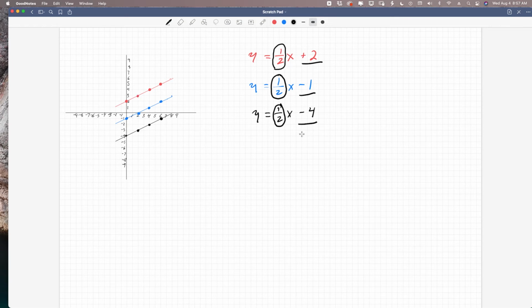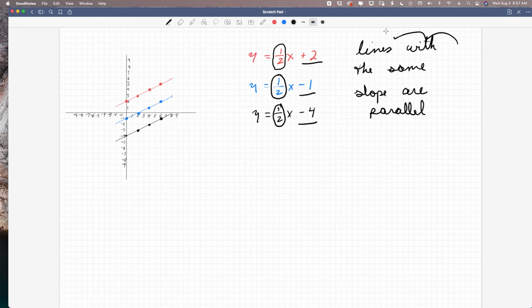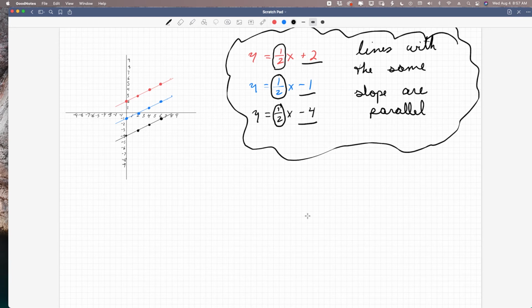So you can tell if a line is parallel just by looking at the slope of the line. If they have the same slope, so lines with the same slope are parallel. That's something you need to write down in your notes. Okay.